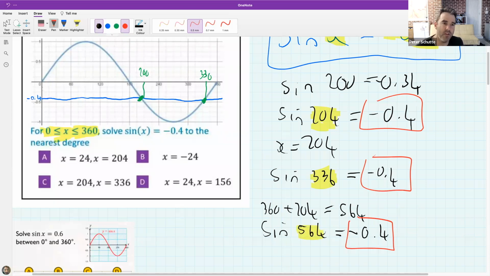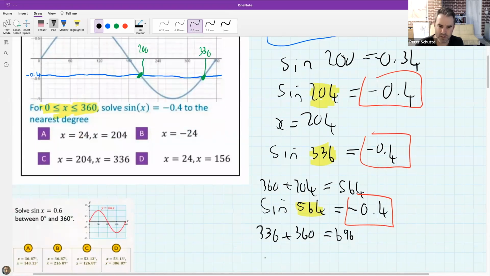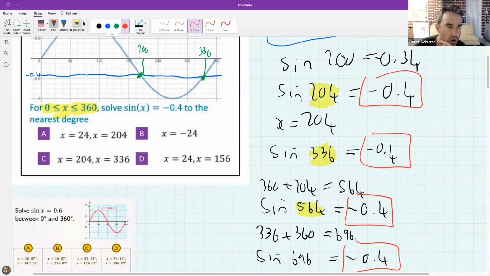And let's use the same idea again. If I go 336 plus 360, I think I get 696. So can you put that in your calculator and see what you get? What is the sine of 696? Okay, and I'm sure by this point, you're not that surprised. Again, it's negative 0.4.